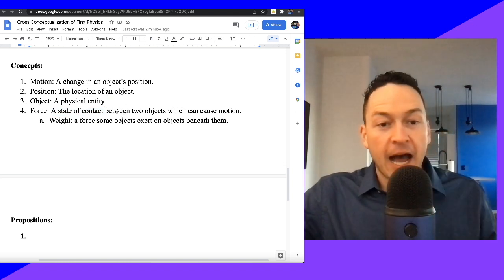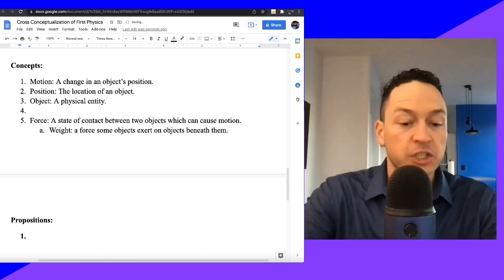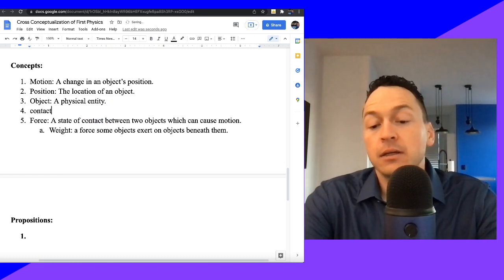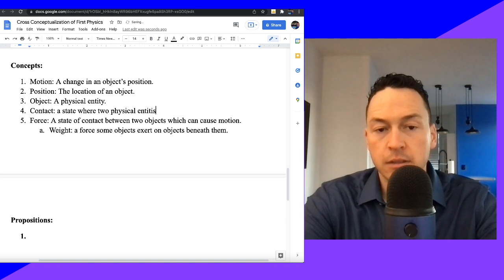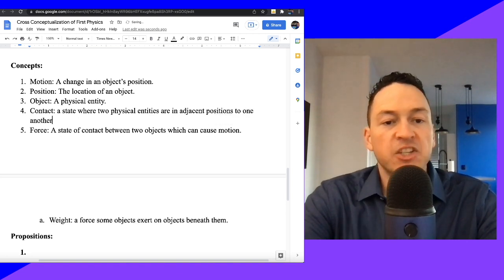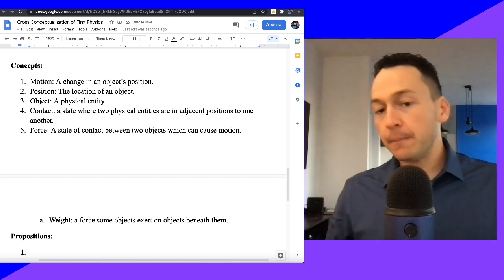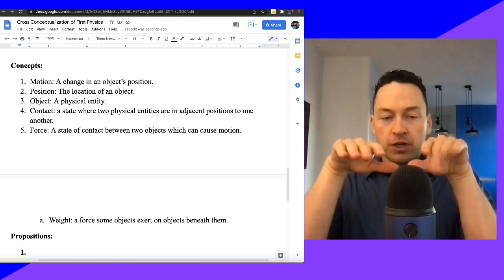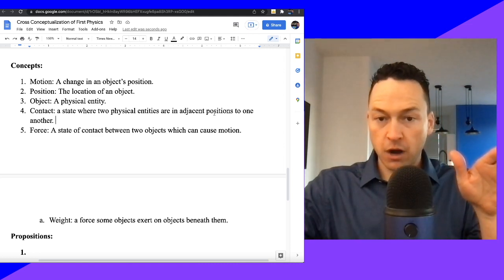So you can see, I actually need to define contact. So that's another thing. What's contact? A state where two physical entities are in adjacent positions to one another. Okay? So we've used the concept of position, so that's good. We've covered our base here.